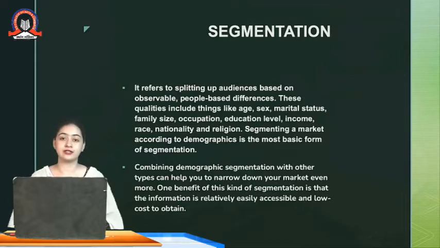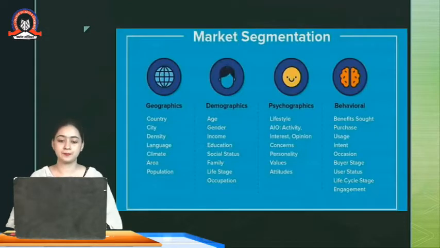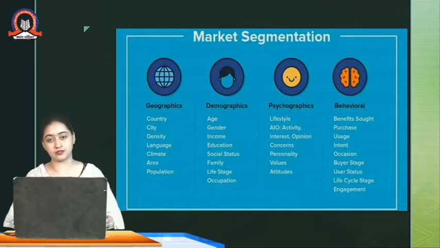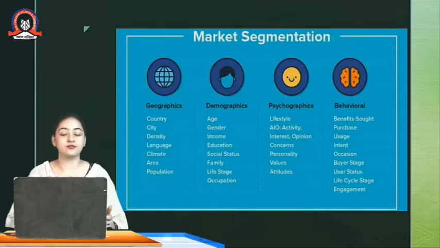We can divide according to location, according to demographics, according to the behavior of the consumers. We can divide the audience by many factors. Market segmentation, as I said, can be geographic, meaning location wise: country, city, district, language, what area and what kind of population they hold. Demographics can be age, gender, income, education, family size, social status, occupation, standard of living. And we have psychographic parameters, like activities, interests, opinions.